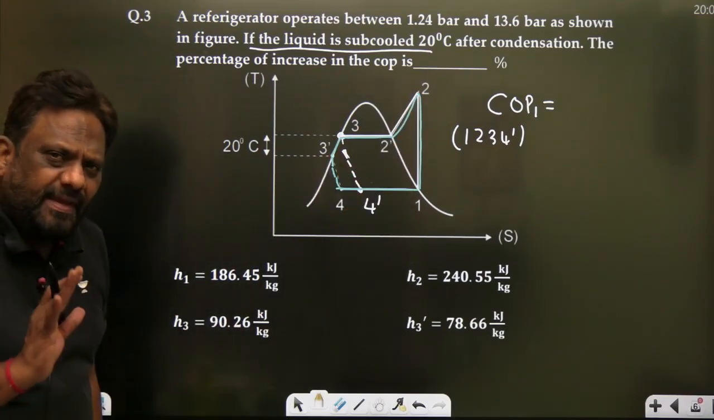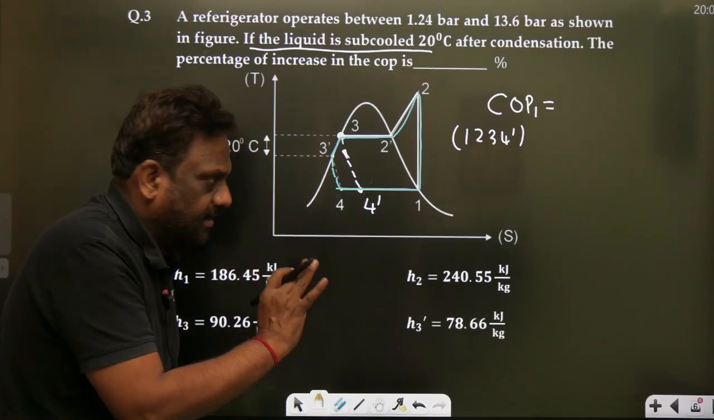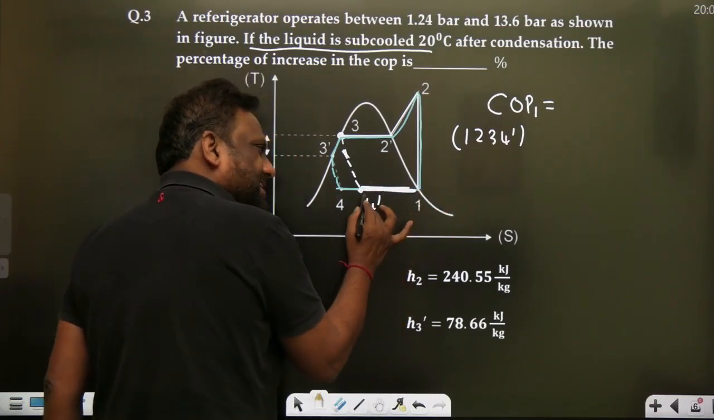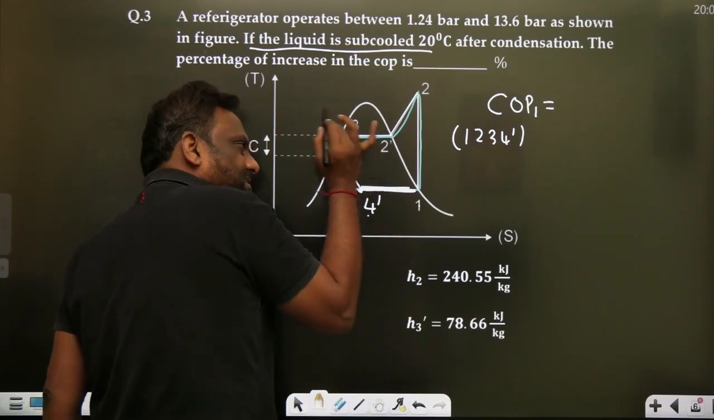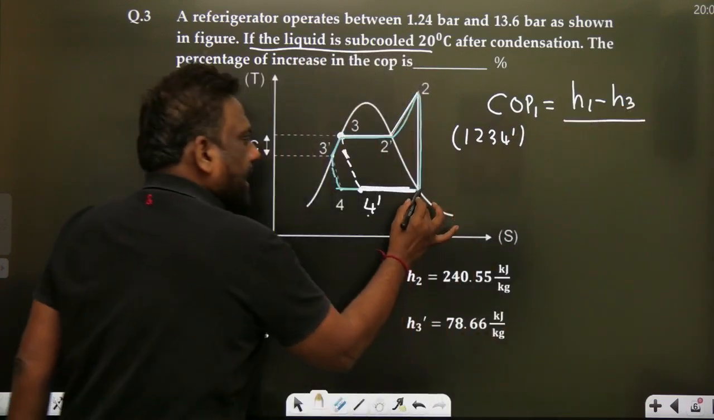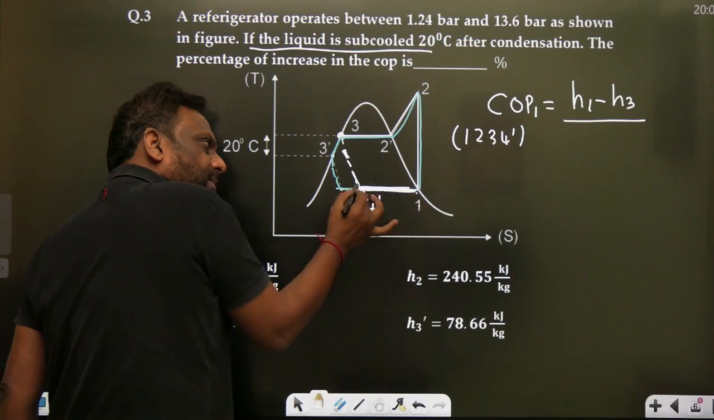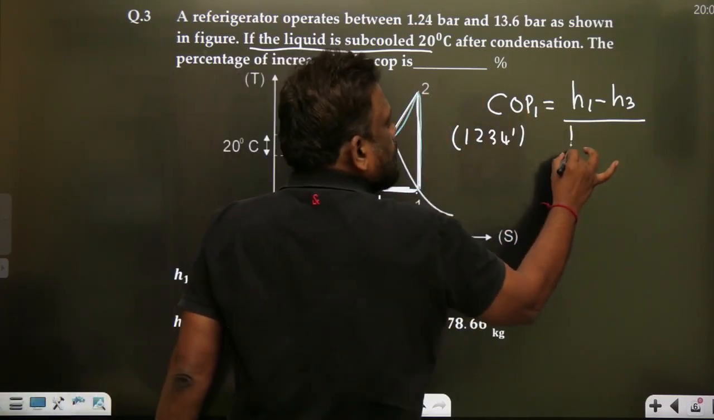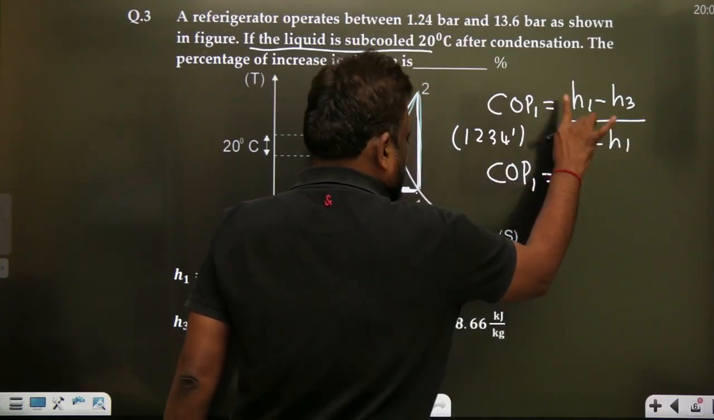Now COP is nothing but refrigeration effect by work input for the VC cycle. What is the refrigeration effect? For this cycle, it is H1 minus H4 dash. But 3 to 4 dash is throttling, so 4 dash can also be written as 3. Therefore, refrigeration effect is H1 minus H3. The work input is H2 minus H1. So let's calculate the COP without subcooling.